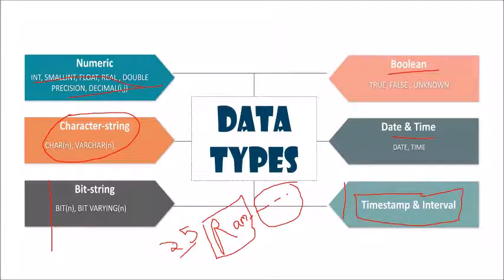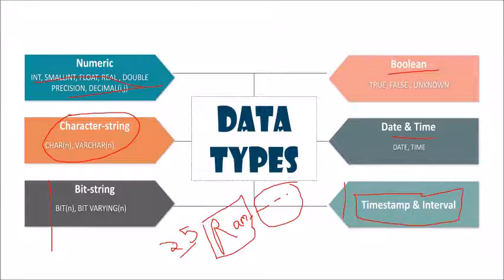Again, I am going to repeat: in char, whatever number of characters we mention, that particular amount of memory will be used. It will not be released. Either you are using it or you are not using it, it will be blocked. But in varchar it will be released. So these are the data types.